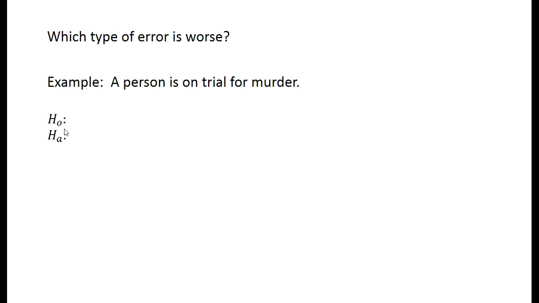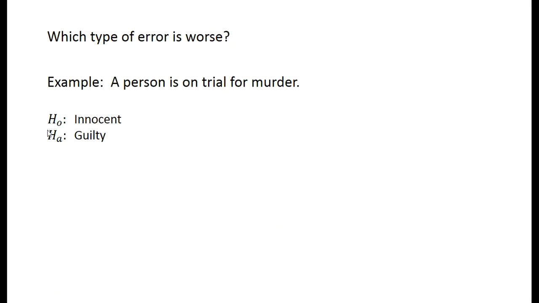Now, since we have two different errors, we're going to talk about minimizing both of these errors. We have to figure out which one's worse, because we always want to minimize the worst type of error. So let's do a really extreme example. A person is on trial for murder. We'll write the null and alternative. The null, remember, is something that we assume to be true until proven otherwise. So in a court, you are innocent, and the prosecution is trying to show evidence to support that you're guilty.